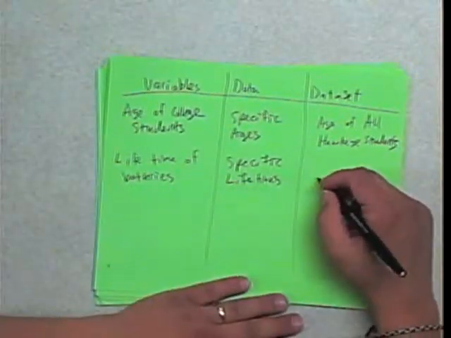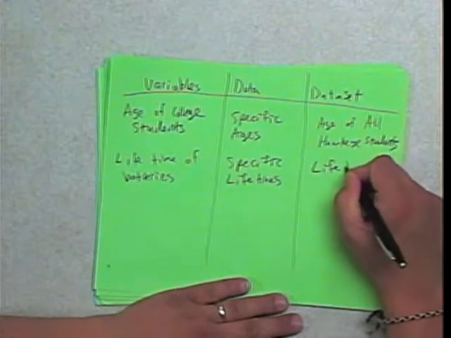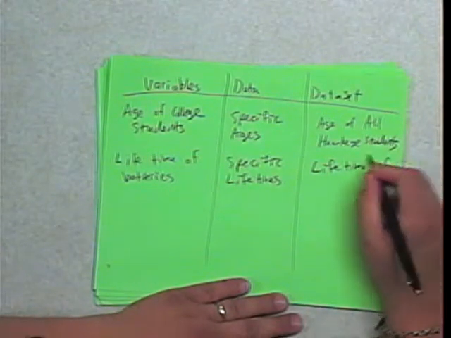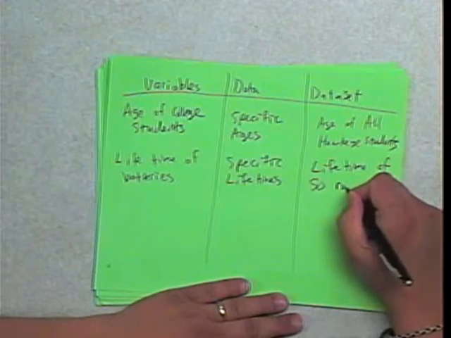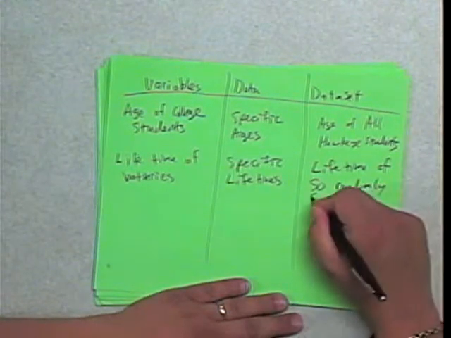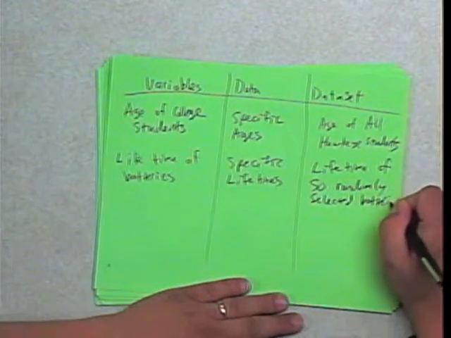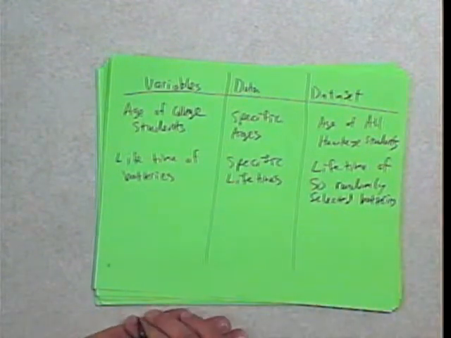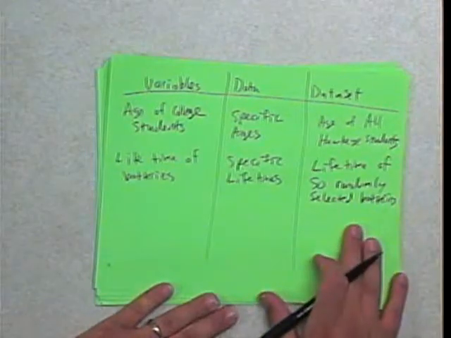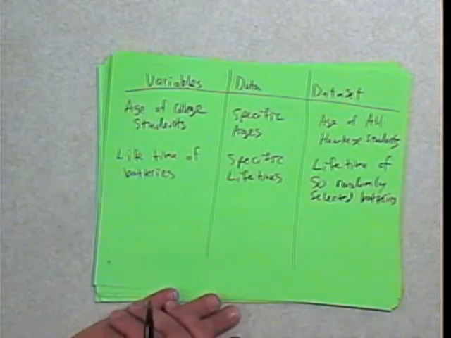So a data set might be the lifetime of 50 randomly selected batteries. Maybe you're going to just test 50 batteries and see how long they last. Okay? Well, that would generate a data set with 50 values.